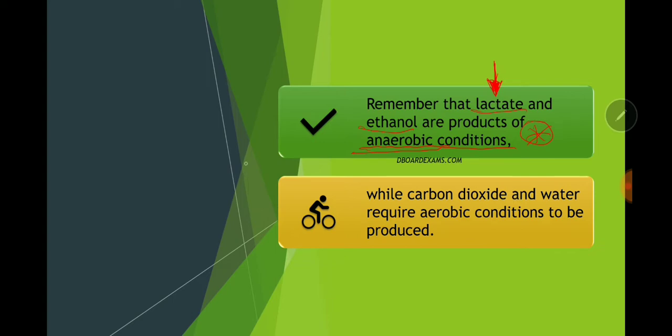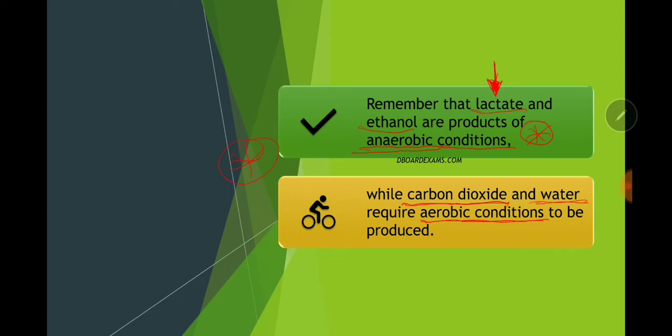Now, two key points here. When you don't have oxygen, you form lactate and ethanol. When you have oxygen, you form carbon dioxide and water. These are the products of aerobic respiration, which is the reason you can breathe on your arms, or you can breathe on a glass, and you have some of the moisture coming out. So you are releasing carbon dioxide, and also that water vapor condenses on the glass, and you can see that. That's because the product of respiration is carbon dioxide and water.